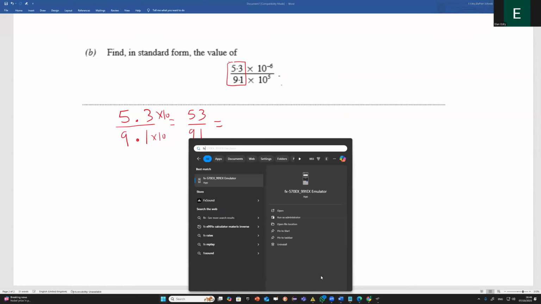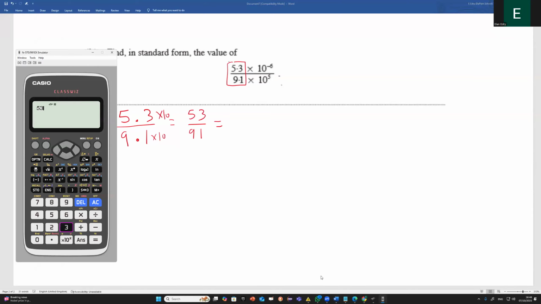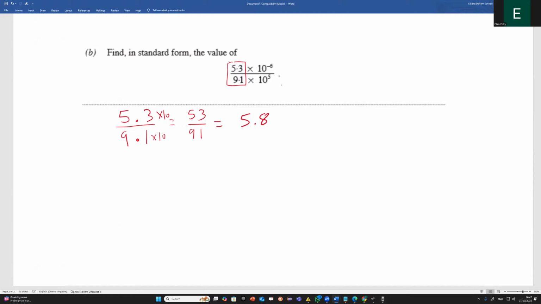Let me have a look what that actually works out as. That one doesn't simplify, so this would just be a calculator question. It would just be 5.3 times 10 to the minus 6 over 9.1 times 10 to the minus 5. That just gives us approximately 5.82 times 10 to the minus 12. So there's nothing to do with that one really.